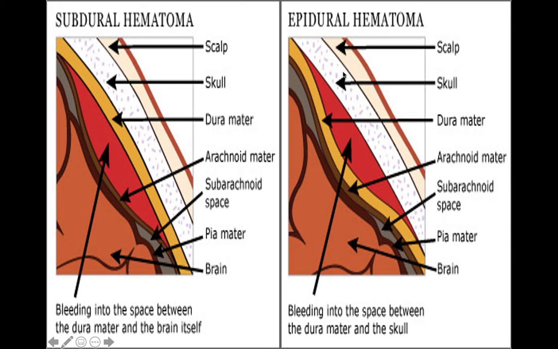So this is the epidural hematoma: scalp, skull, and then this is the dura mater, and you have bleeding in this space right here. So you have the epidural bleeding. If you have the dura mater here and you have bleeding underneath the dura mater, you have a subdural hematoma, and then this is the arachnoid right here.